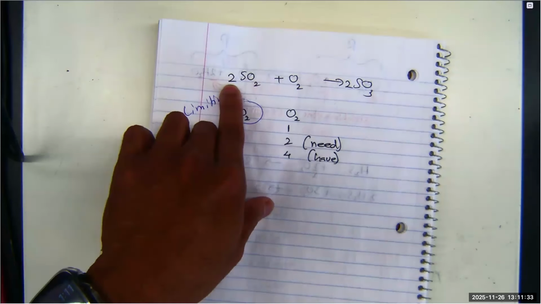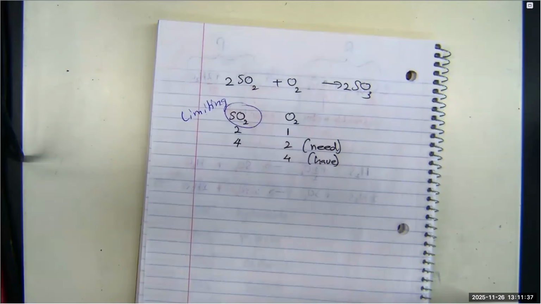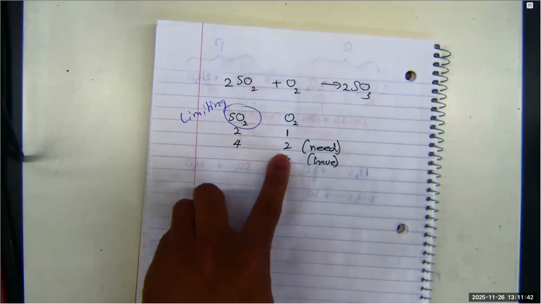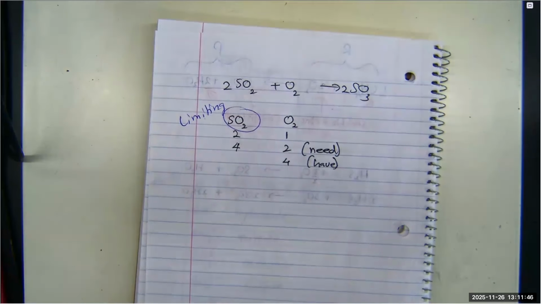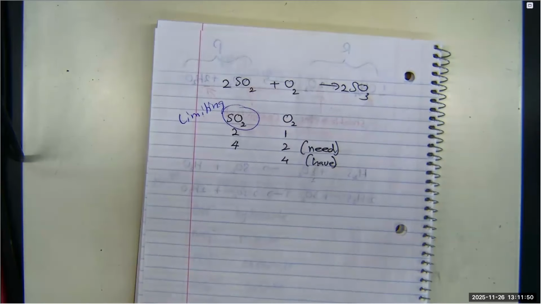According to that, we react with two SO2 molecules. How many oxygen molecules do we need? One, right? To react with two, we need one. To react with four, we need two. That's what we need, but we have four, so we have more than what we need. That means oxygen is not limiting, SO2 is limiting. Yeah? Wonderful. Any other questions, concerns, comments?